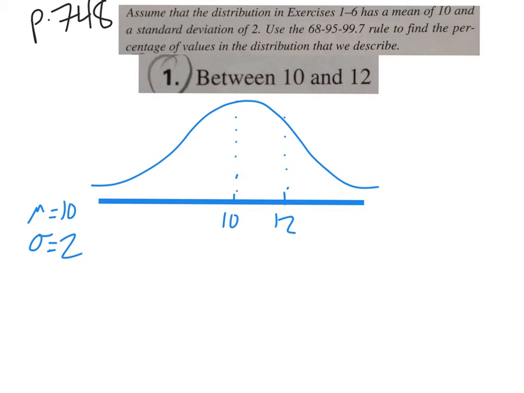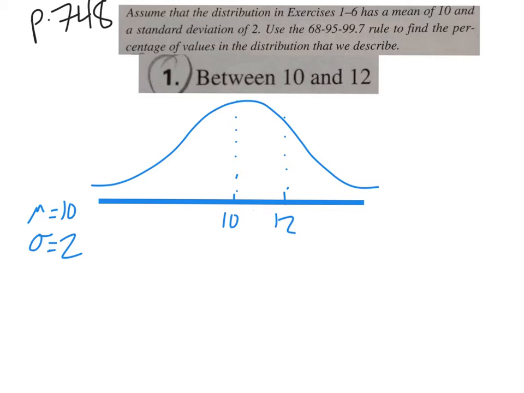So on page 748, we're going to try number 1 here. In the italics it says, assume that the distribution has a mean of 10 and a standard deviation of 2. So I jotted that down on the side just to remind us. And we're going to use this rule to find the percentage of values in the distribution that we describe. So on number 1 here, they're saying what percent of values lie between 10 and 12. So I recommend you do this every time.